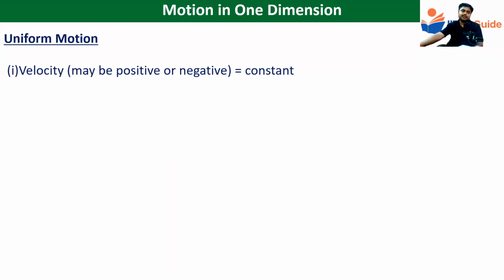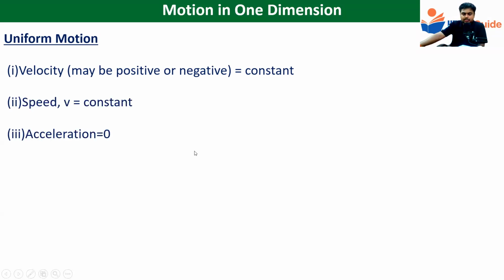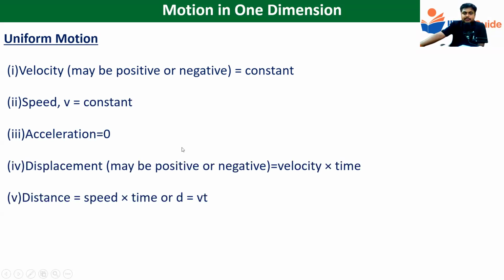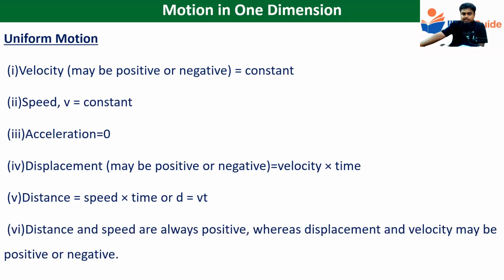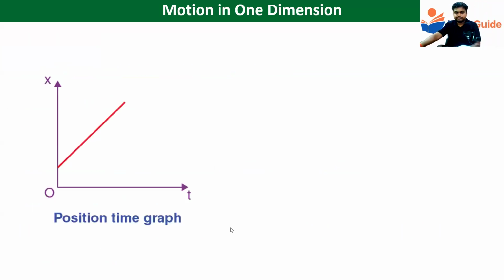Uniform motion, where the velocity is going to be constant, and the velocity may be negative, positive, or even zero. The speed will also be constant and the acceleration is going to be zero. Displacement will be given by velocity into time, distance again velocity into time, and distance and speed are always positive. Displacement velocity may be positive, negative also.